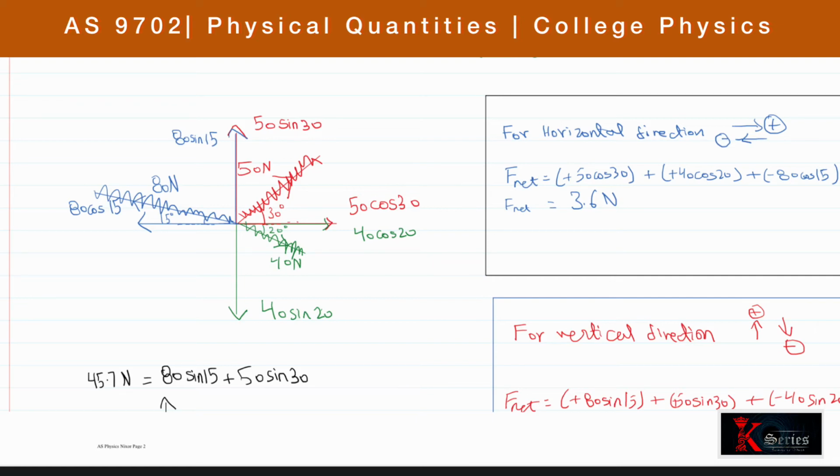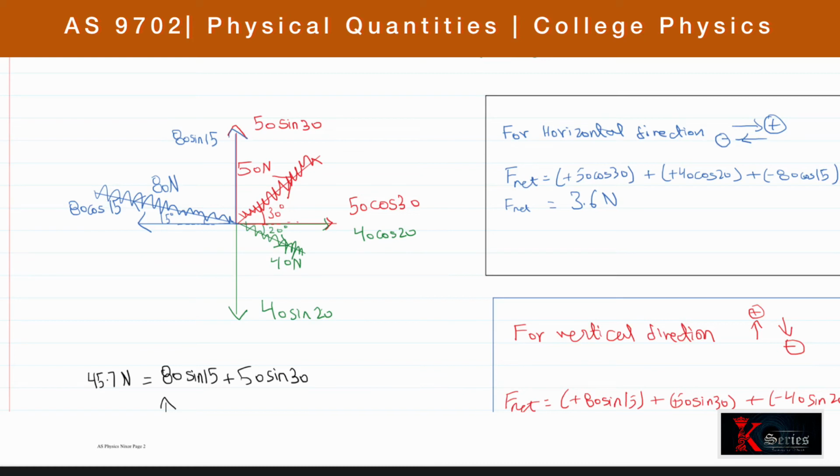For example, for the horizontal direction, we can say that towards the right it is positive and towards the left it is negative. So first we're going to solve for the horizontal direction, right? When we're doing this, the net force will be positive minus positive. We're going to be basically adding all of these forces, but obviously if the sign is different, then that particular force is going to get subtracted, right?